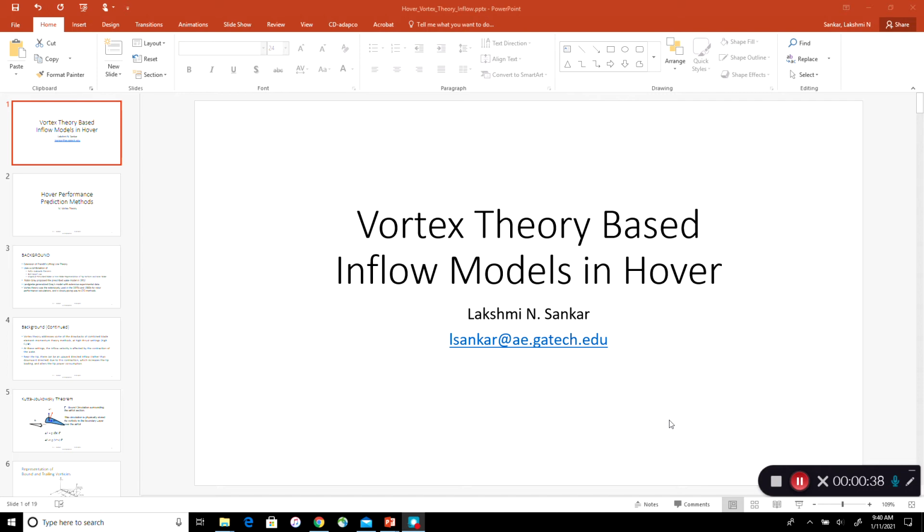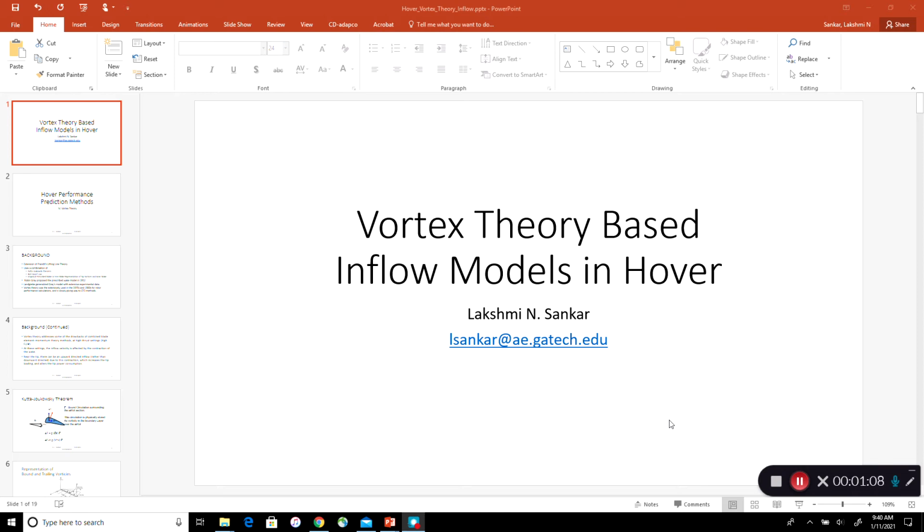We also looked at combining the blade element theory and momentum theory, and we came up with a combined blade element momentum theory model. We also talked about how to correct it for tip loss effects. Tip loss effects account for the fact that as you approach the blade tip, the lift is going to zero. So a factor called F was introduced.